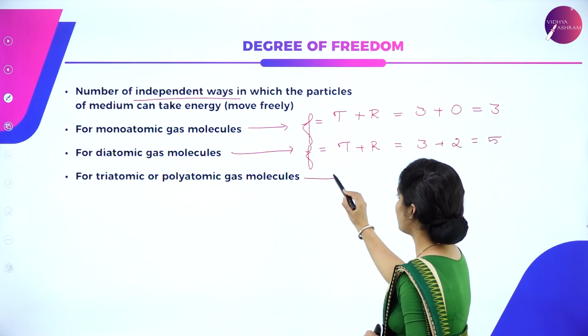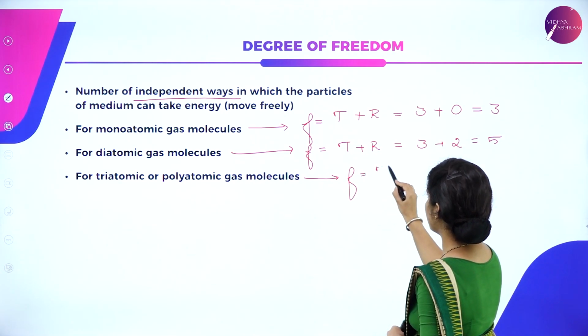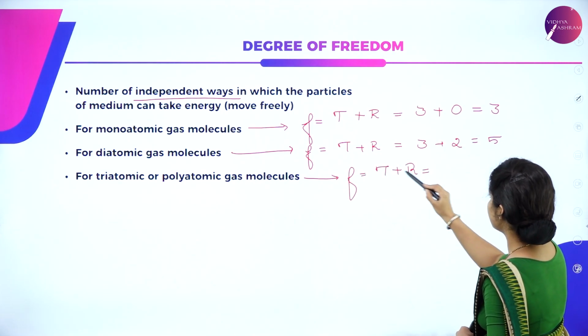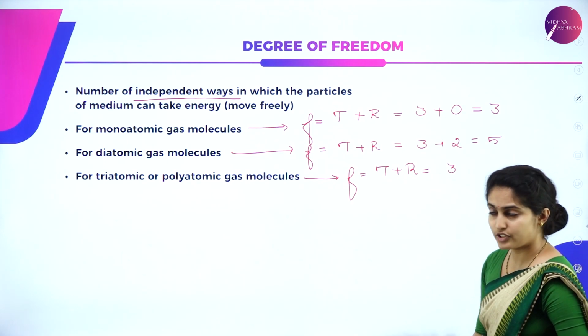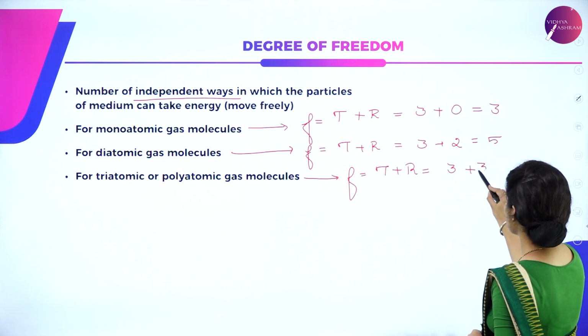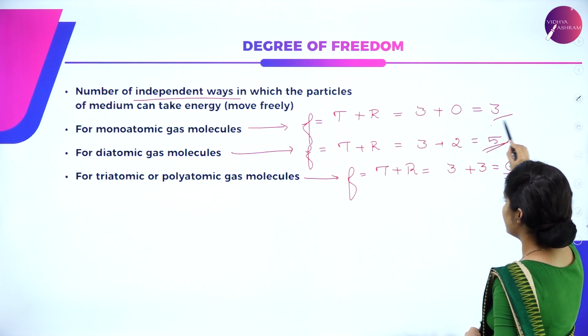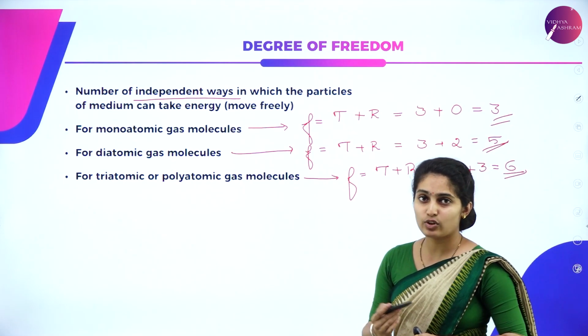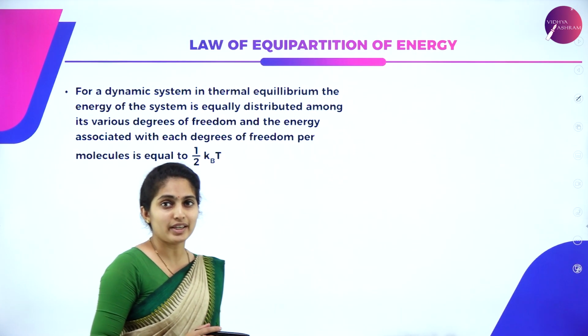In case of non-linear triatomic gases, you have F is equal to T plus R, where T is translational motion. It has 3 translational motions and 3 rotational motions. So the degrees of freedom is 6. That is about the degrees of freedom in case of monoatomic, diatomic as well as triatomic gases.